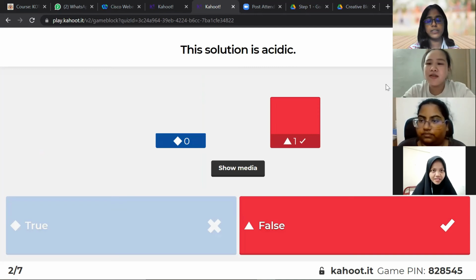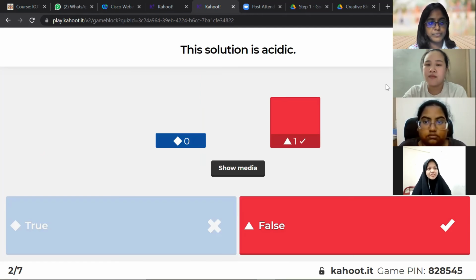Okay, never mind. Okay, so the picture was a litmus paper turning to blue. Would you say the solution is acidic or alkaline? Alkaline. So that's why this statement is false. Okay, let's try the next question.